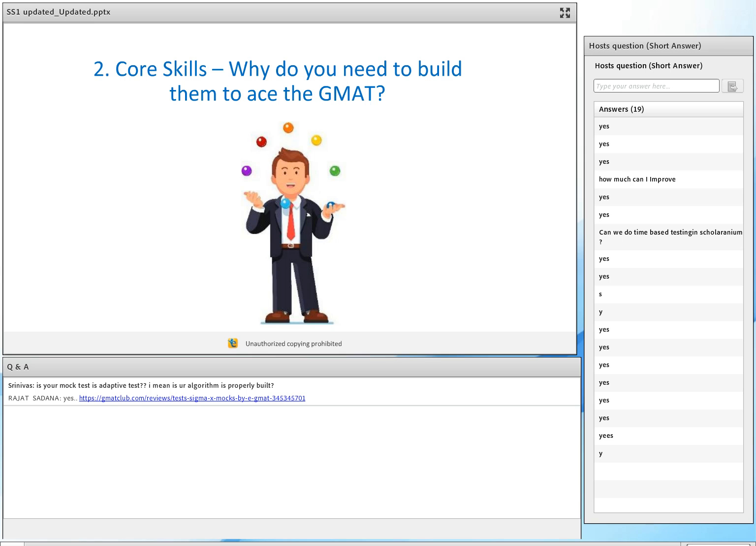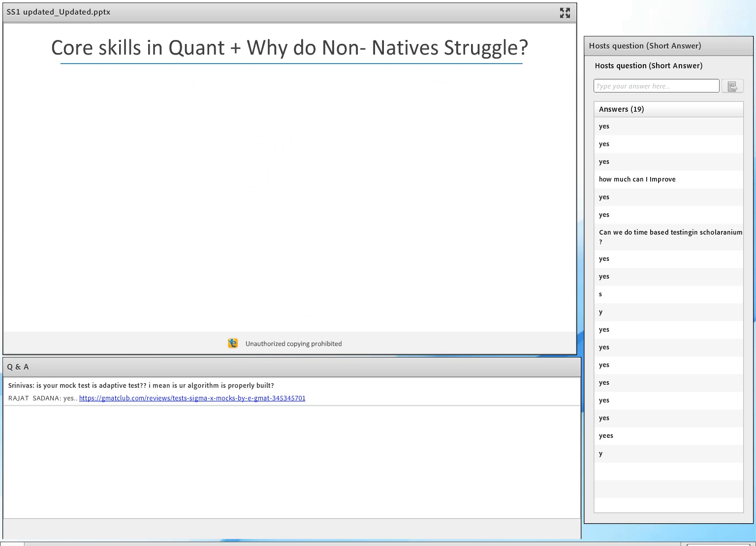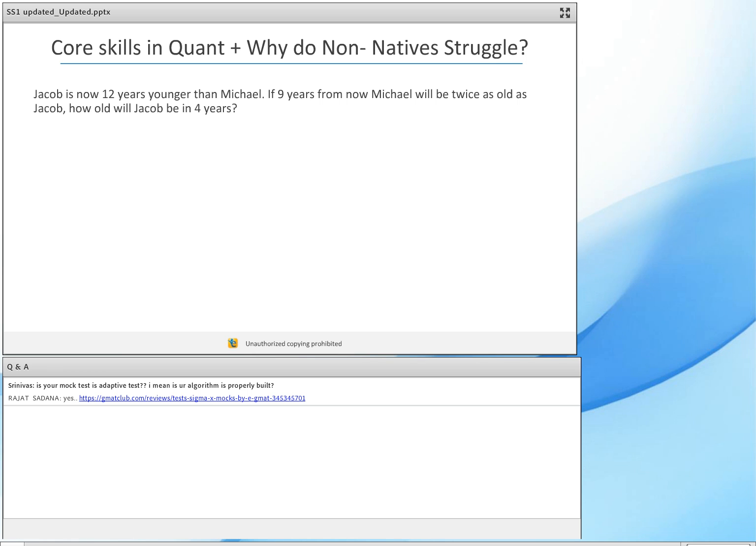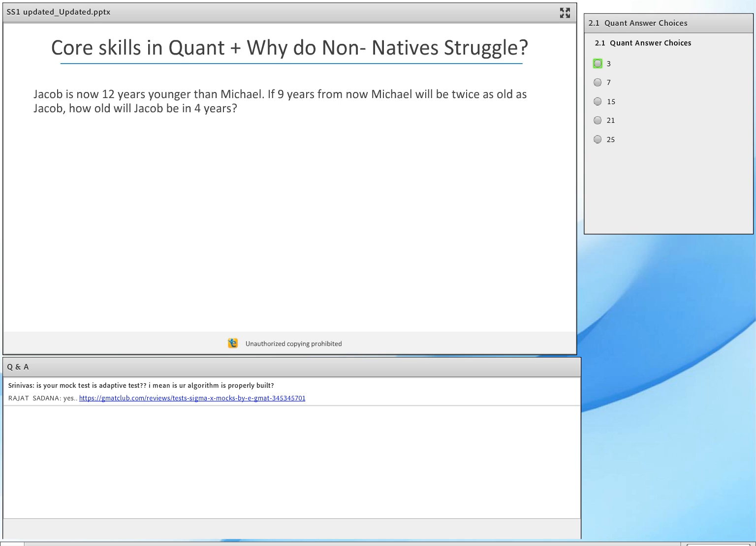So let's talk about this. Let's ask, what are the core skills that are required if you want to get to that 760 score? And to do that, I'm going to have you solve a couple of questions. The first question is a quant question. Let me just move this. Let me bring in the answer choices. Here are the answer choices. I'm going to give you a minute and 30 seconds to solve this question. I'm going to mute myself.